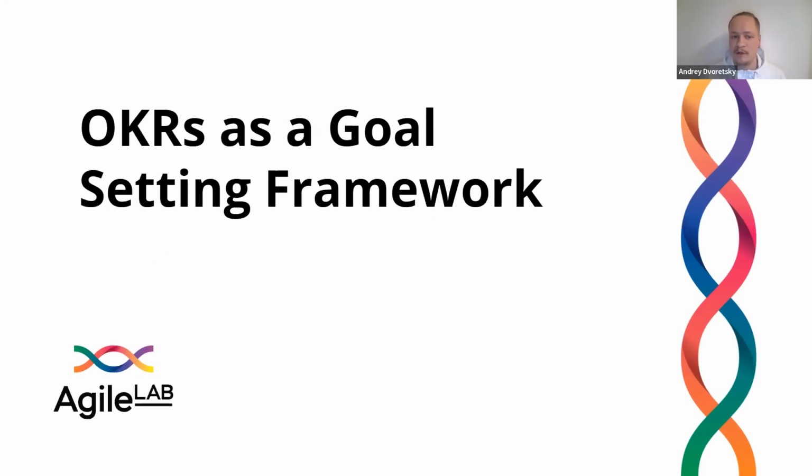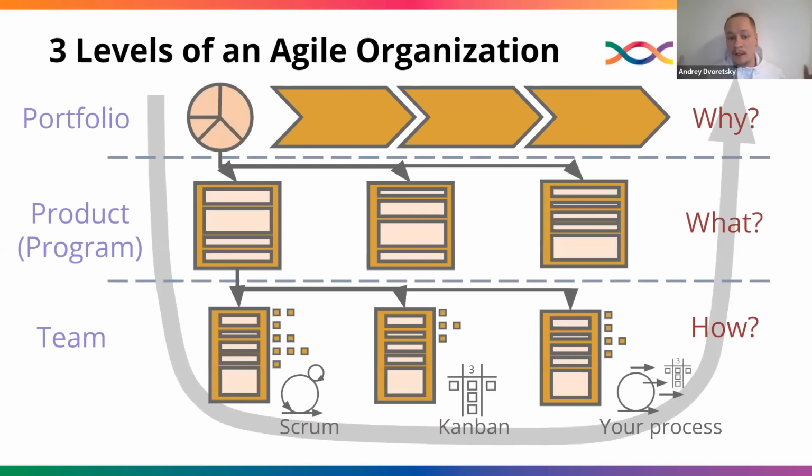So let's start, and first, let's review what the OKR is as a goal setting framework. Generally, as a lightweight model, we can describe almost any Agile and non-Agile organization as three layers: from the higher level of portfolio, which answers the question why the organization exists and why we are moving in this or that direction, to the product or program level, which answers the question what should be done now, to the domain experts, the team level, who can answer the question how we can do this or that the best way.